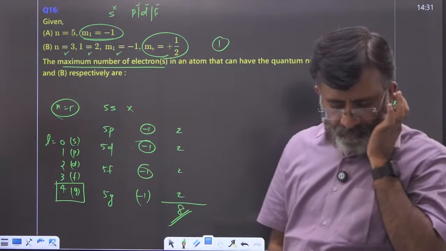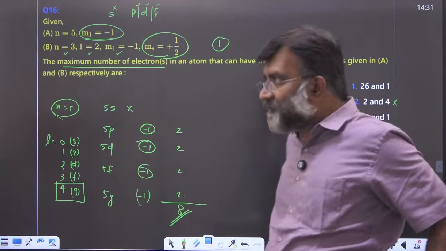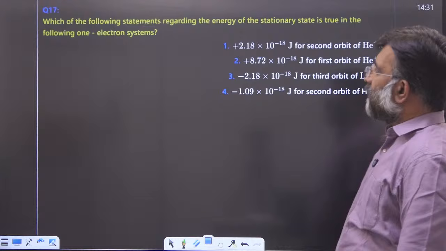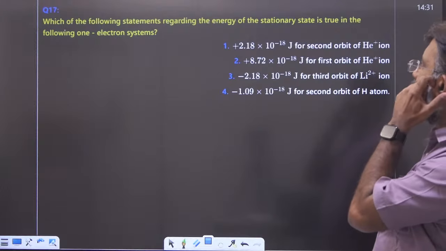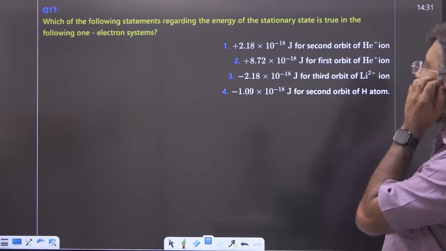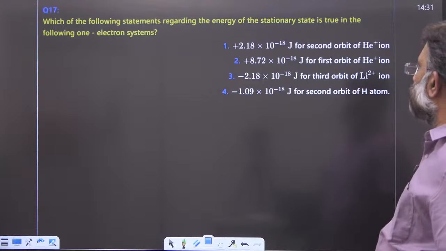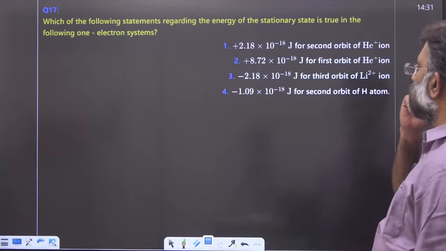We will go to the next question. Question number 17. Which of the following statements regarding energy of stationary state is true in following one electron system? One electron system.